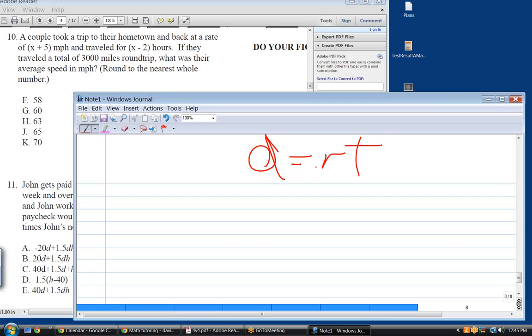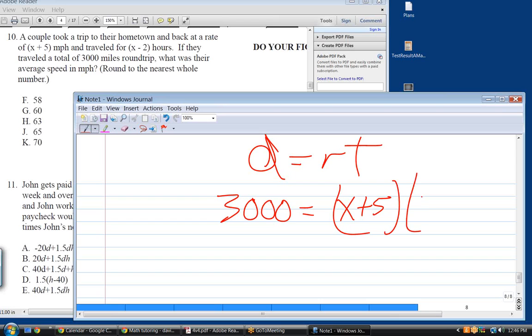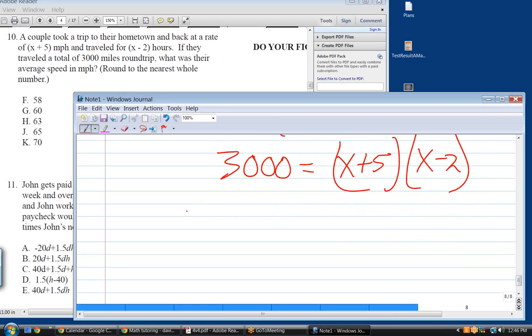So, a couple took a trip to their hometown and back at a rate of this speed and traveled for this amount of time. If they traveled a total of 3,000 miles round trip, what was their average speed? So how do I use this equation to answer that? It would be 3,000 equals x plus 5 times x minus 2.